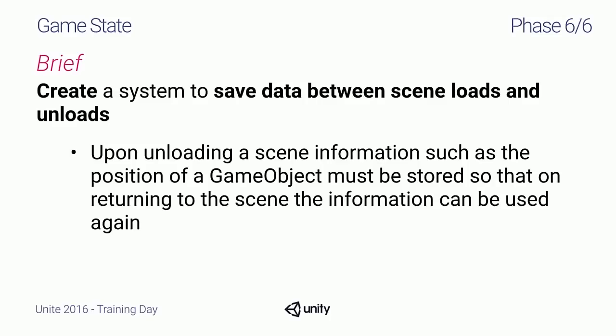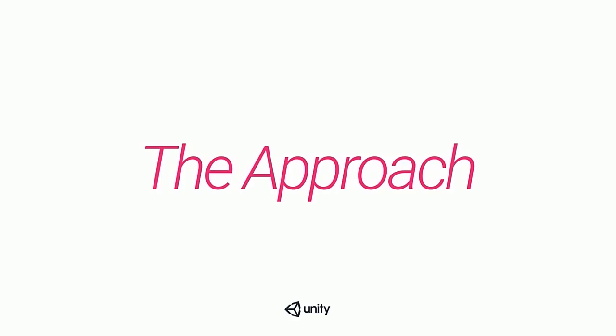Create a system to save data between scene loads and unloads. Upon unloading a scene, information such as the position of a game object must be stored so that on returning to the scene, the information can be used again. So the typical example is the coin. We pick up the coin. We don't want to return to the scene and find out that there's another coin still in that vending machine.